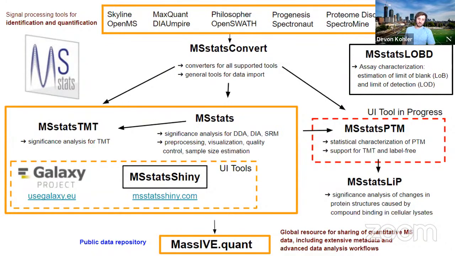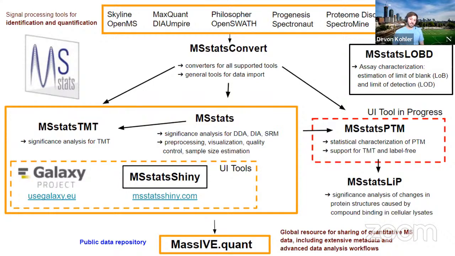And then you'll see, not really with any arrows pointed to it, MSstatsLODB, which is for estimation of limit of blank and limit of detection. It has some functions for calculation and visualization, but it doesn't really rely on anything, so it's kind of there on the side. But it is on Bioconductor, so you can use it if you would like to.